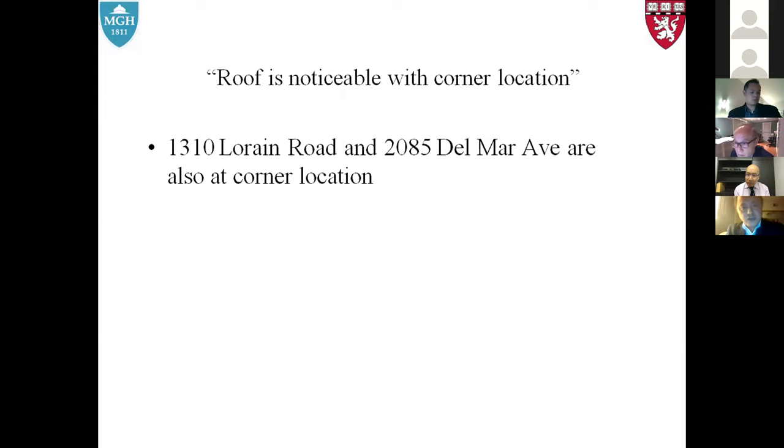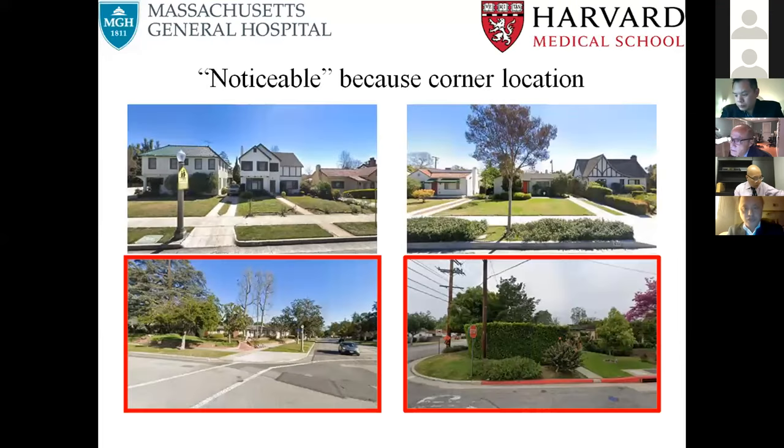There is a comment, more or less to the point, that the roof is noticeable with the corner location. However, two of the other four locations are also corner locations. Those are the bottom two. They are both at the corner. And so again, it is not a reason. This is not an issue where it has become an issue in the past.